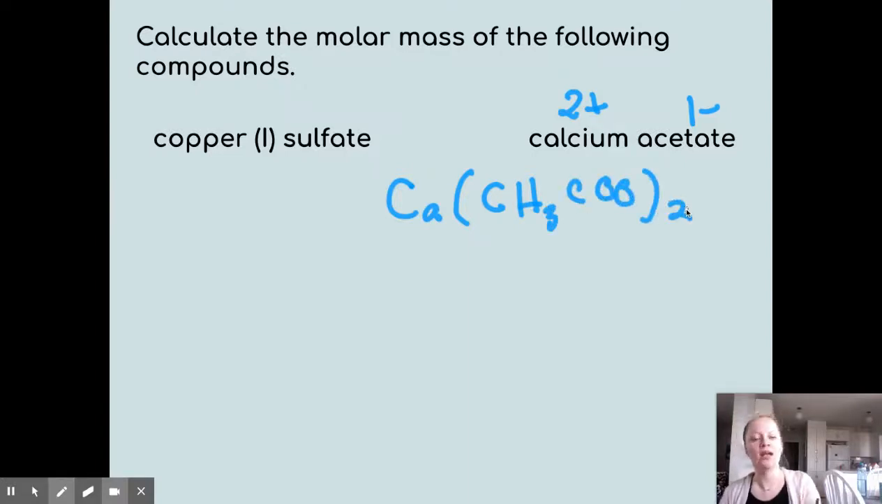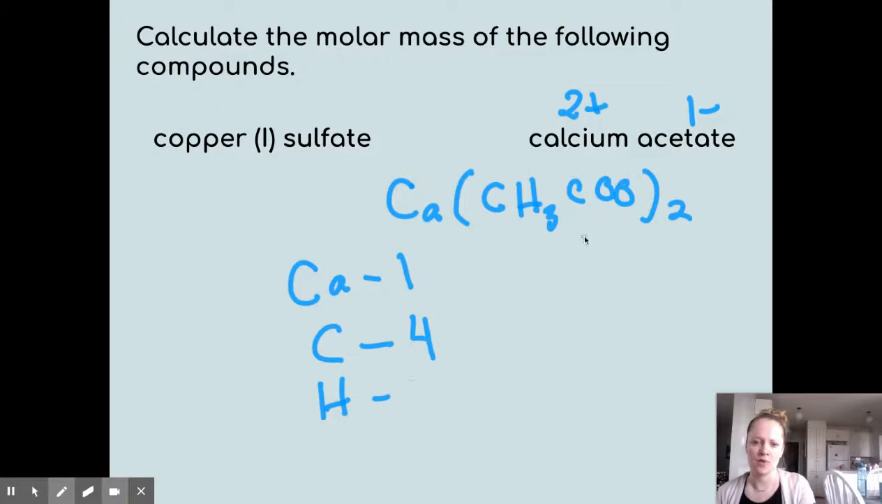Okay, so counting is key. I get 1 calcium. Carbon, so I have 1, 2 within the brackets, and then that 2 tells me to multiply everything inside of it by 2. So that means I have 4 carbons. Okay. 3 hydrogens to start, because I have 2 polyatomics, I actually have 6 hydrogens, and 1, 2 oxygens times 2, I actually have 4 oxygens.